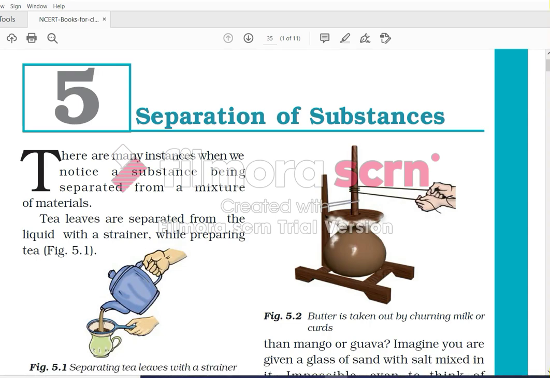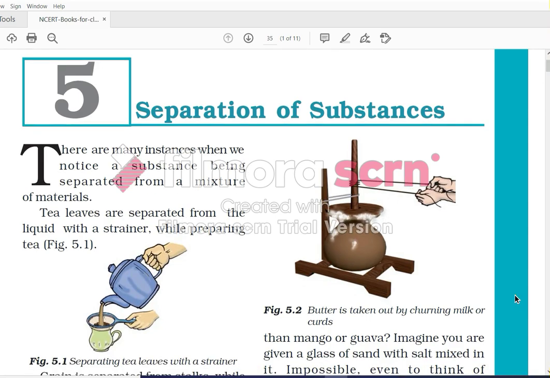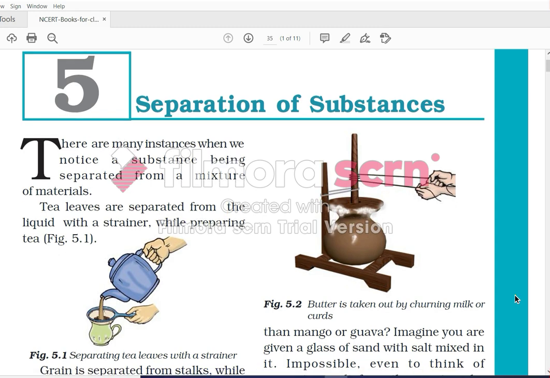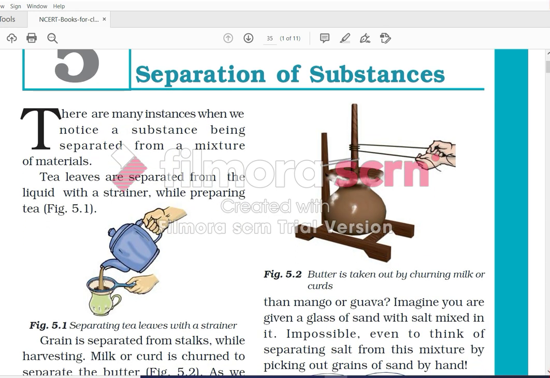Hello, my friends. Today we are going to cover chapter 5 of NCERT class 6. The chapter is separation of substances. As we all know, some substances cannot be consumed directly, so we need to separate these from different substances. Now we'll elaborate in this chapter, and the chapter starts.